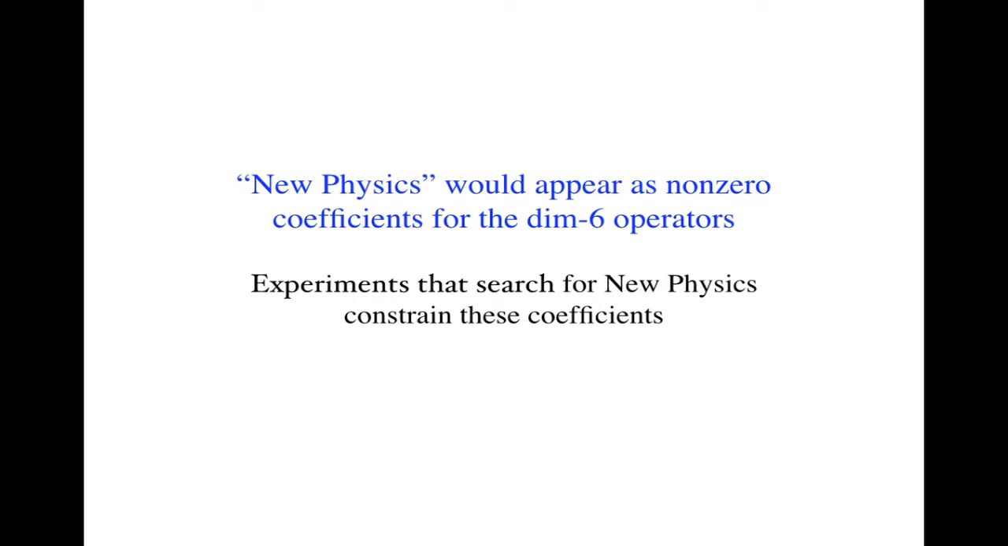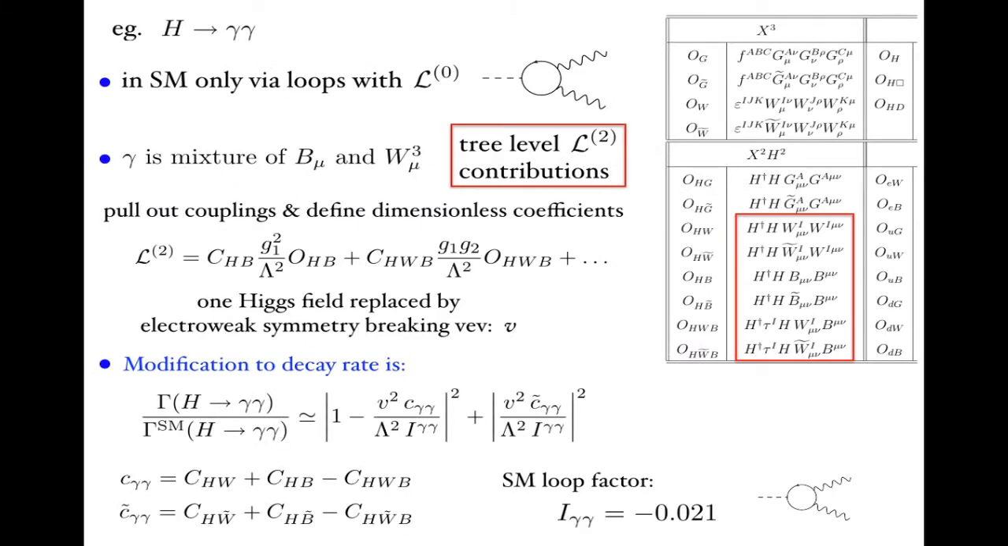And what experiments do that search for new physics, if we haven't found it and we assume it's heavy, is you can just put constraints on the coefficients of these dimension 6 operators, for example. So let me give you a kind of timely example of that with the search for new physics in Higgs to gamma gamma at the LHC, which is being carried out both at CMS and ATLAS.